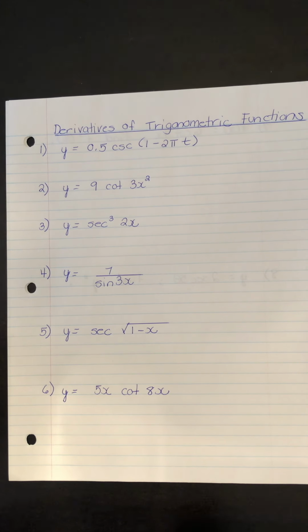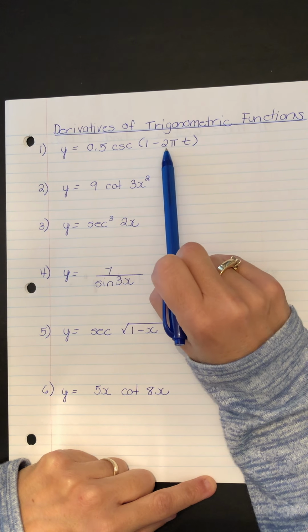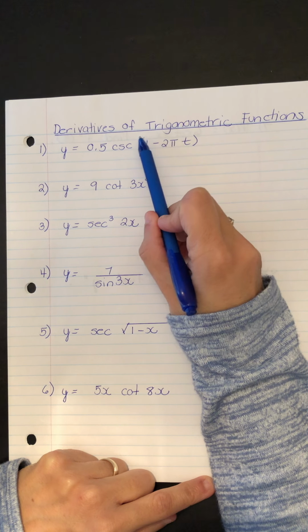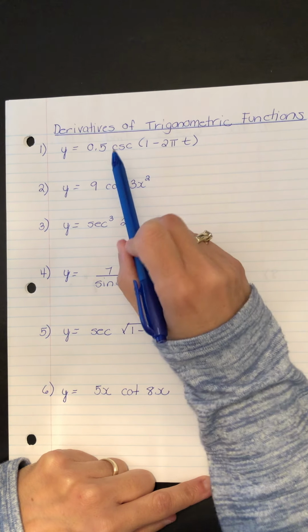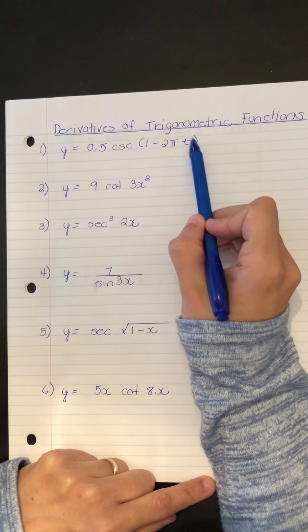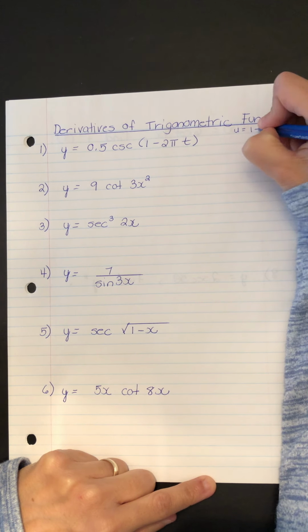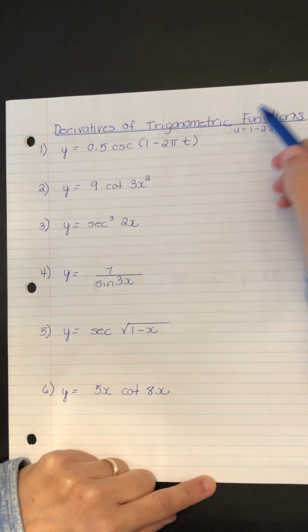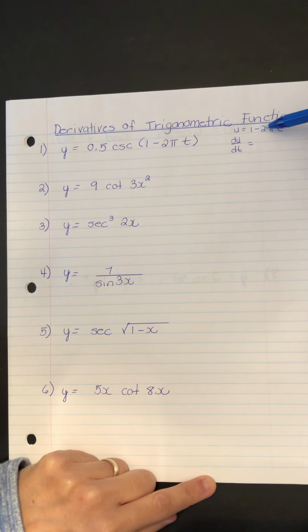Okay, so let's go through these problems together. We have y is 0.5 times the cosecant of 1 minus 2 pi t. So we must consider the argument or the angle to be 1 minus 2 pi t. So we're comparing this to cosecant of little u. So right here, this is our little u. Okay, and so if u is 1 minus 2 pi t, then what is its derivative? So the derivative of u with respect to t would be 0 minus 2 pi times 1. So it would just be negative 2 pi.